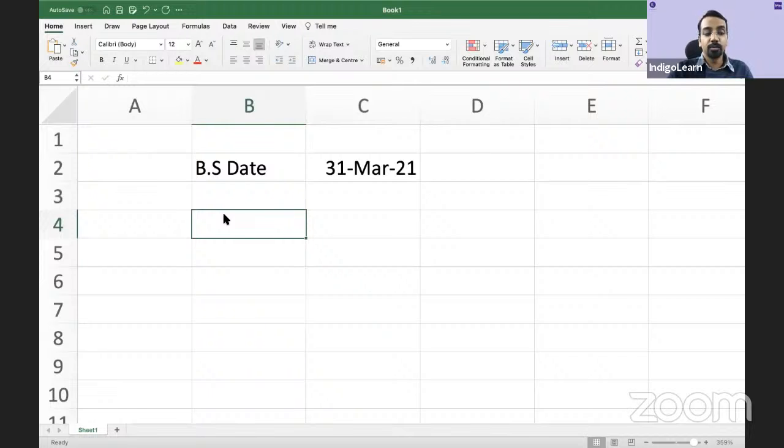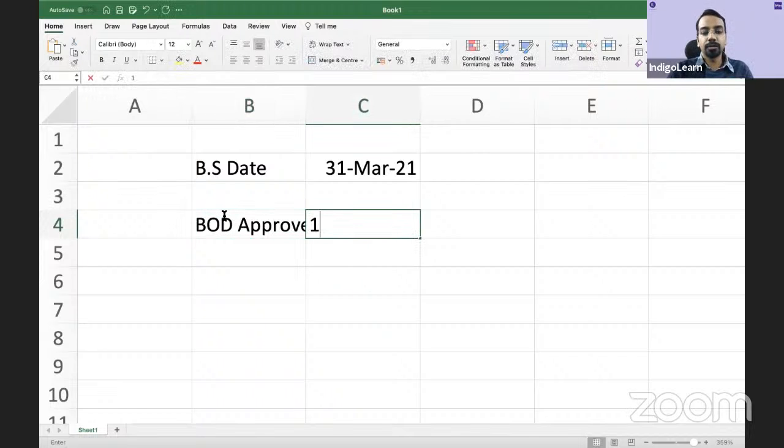So let us say the board of directors approved on, maybe slightly early, maybe let us say 31st of May. Now, events occurring between 31st of March, that is on 1st of April, on or after 1st of April till 31st of May, what all events are occurring, those events are called subsequent events.